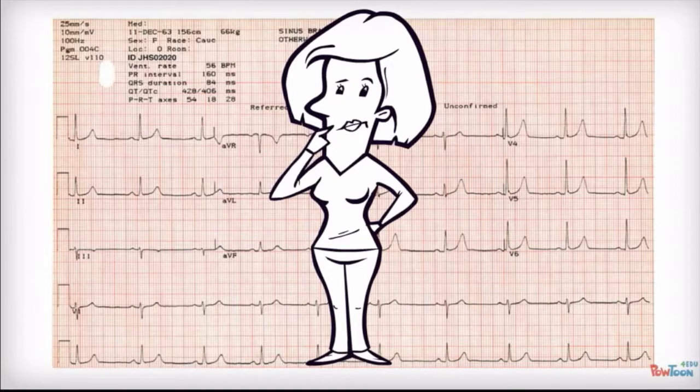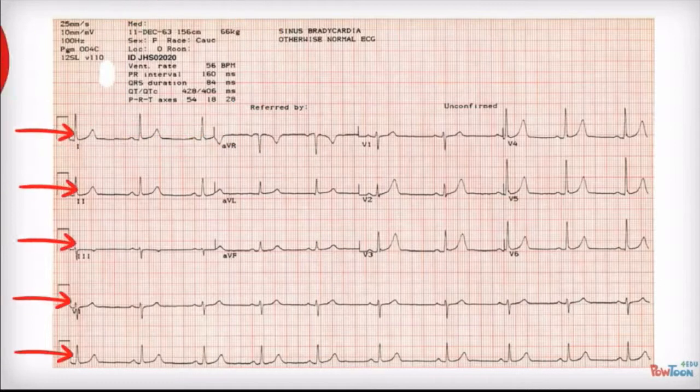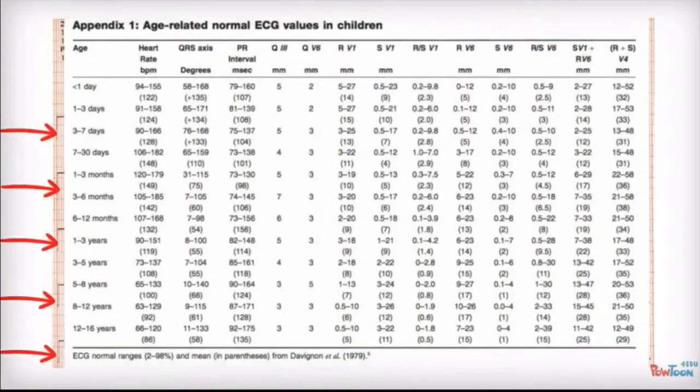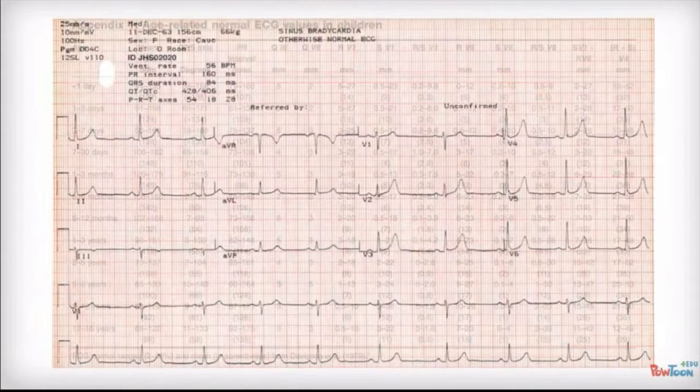So we've all seen EKGs and we're trying to figure out what they mean. We're overwhelmed by the information given here at the top. And also there are 5 squiggly lines that can be confusing at times. Not to mention, we always remember back in medical school learning that there are age-related normal values in children.